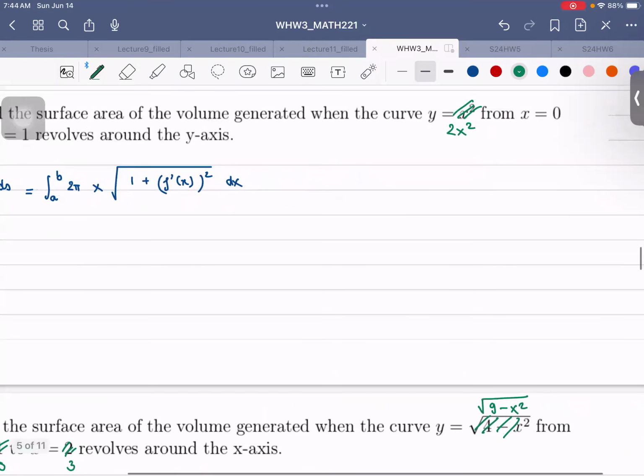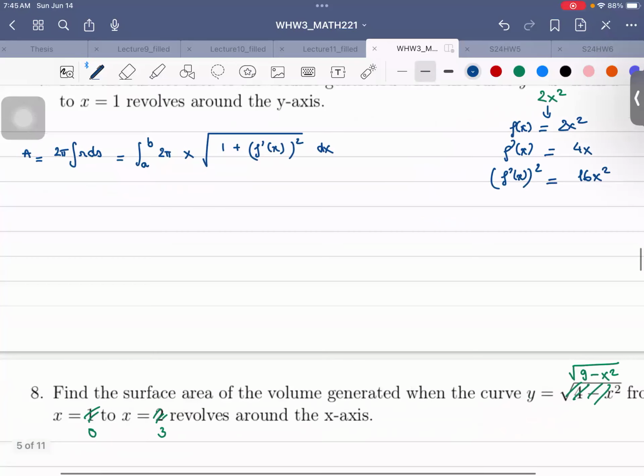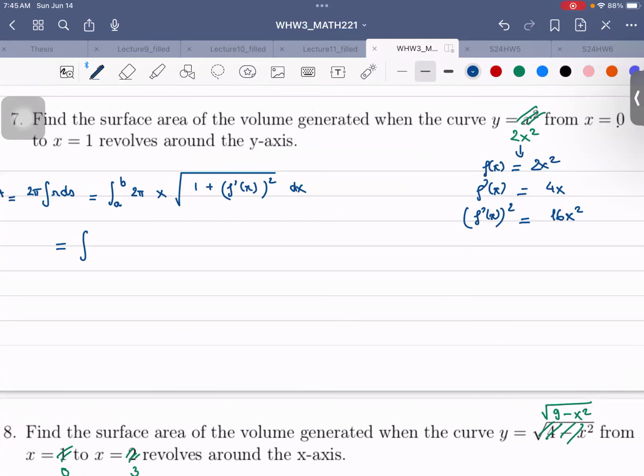So again, this is the function f of x. f of x is 2x squared. So f prime of x will be 4x. And you need to figure out f prime of x squared. So f prime of x squared is 16x squared. Now my integration is from 0 to 1. Let me take 2 pi outside.